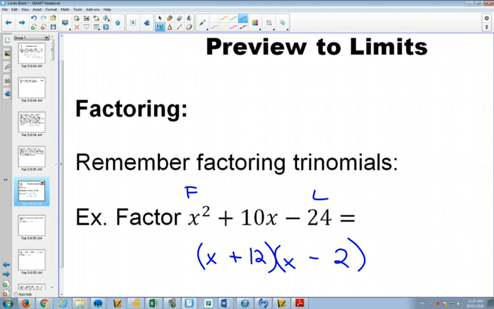Because if you don't do that and you continue a question on and on and on, you might find you made a mistake way later, and then you've got to go back and redo a whole bunch of work. So this is factoring, straightforward stuff.